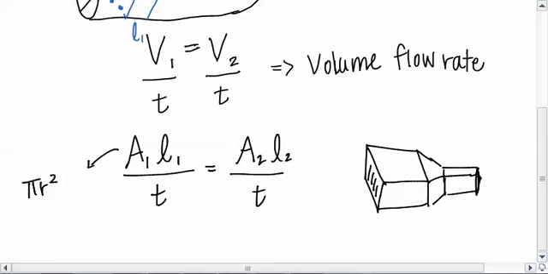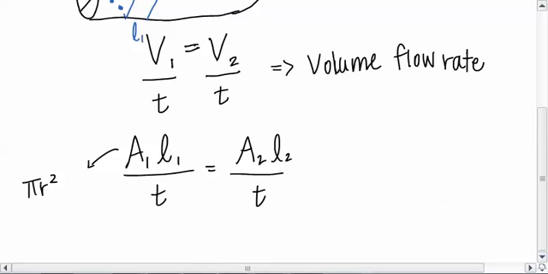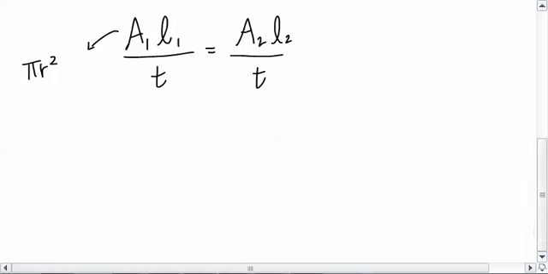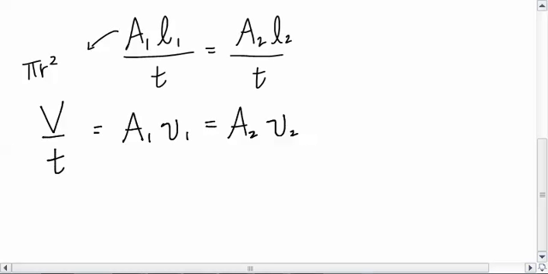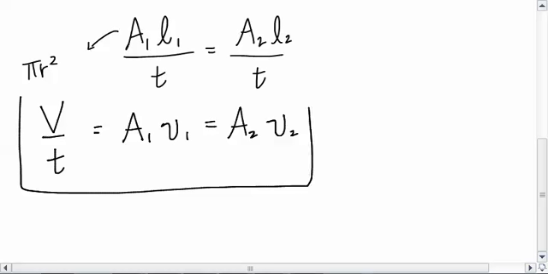Okay, what is length divided by time? Or, speed. So could I write this as A1 V1, and A2 V2? And this came from it being volume per time. So the volume flow rate, volume per time, is equal to the area times the velocity. Remember when I told you you'd have equations with volume and velocity together? So be careful about your symbols. So this is called the volume flow rate.